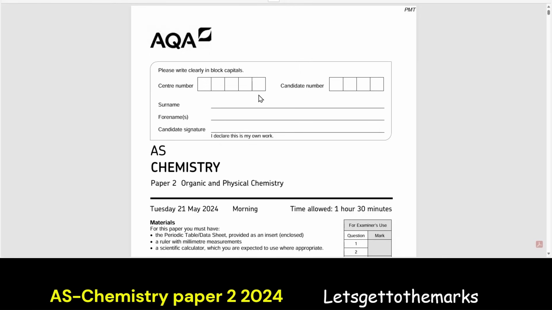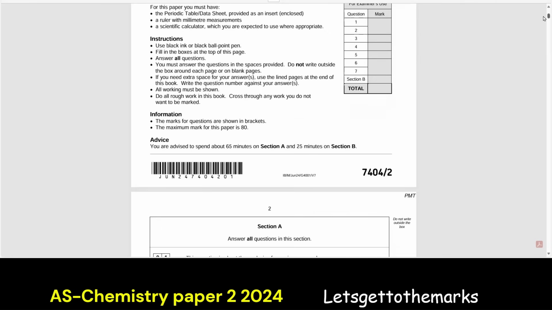Welcome to Let's Get to the Marks, going through the AQA AS Chemistry Paper 2. This is the Organic Chem Physical paper. It's an hour and a half. It's the 2024 paper. There's 7 questions and then the multiple choice section B.